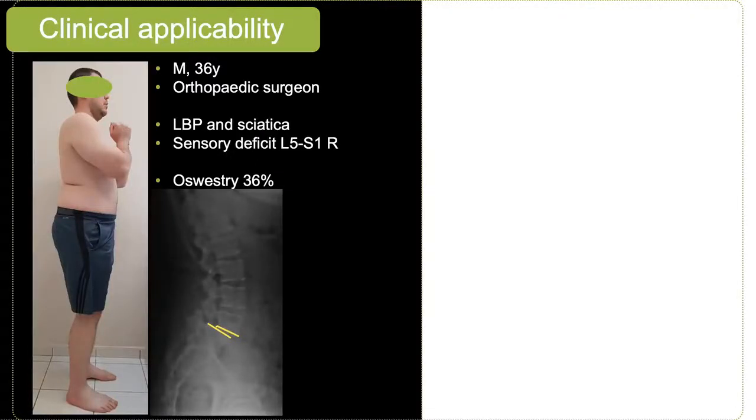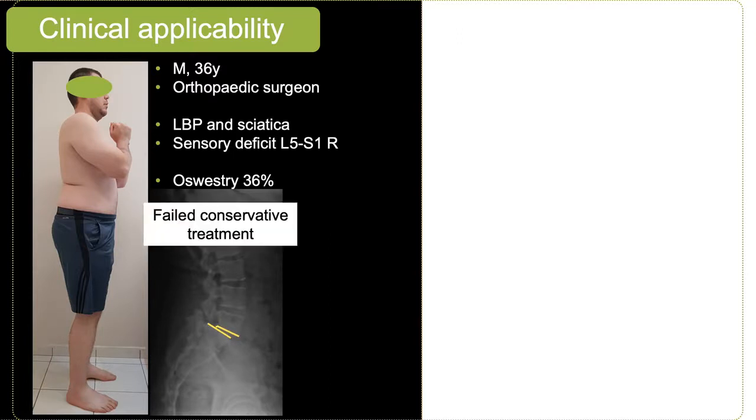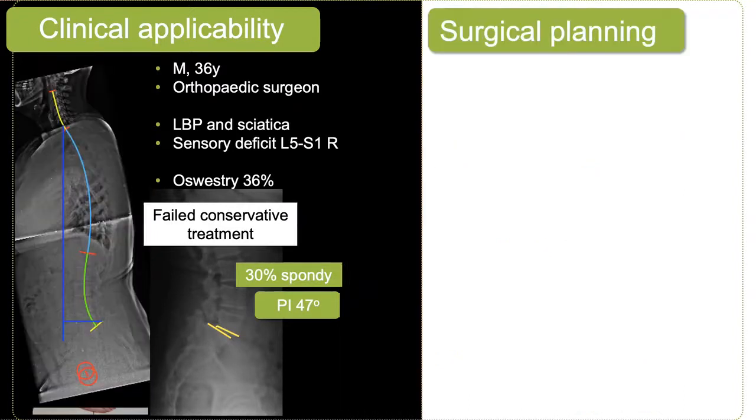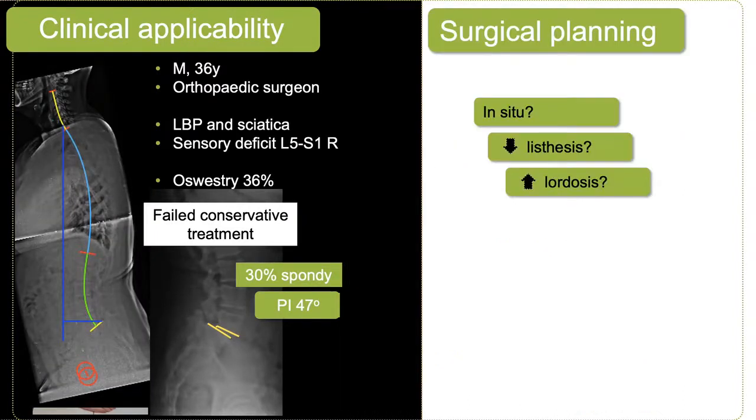So let's take a look at clinical applicability. Our patient failed conservative treatment and has 30 percent of spondylolisthesis with a PI of 47 degrees. That means a low-grade spondylolisthesis type 2 according to the classification. For the surgical planning, could we do an in-situ fusion? Should we reduce the listhesis or increase the lordosis?